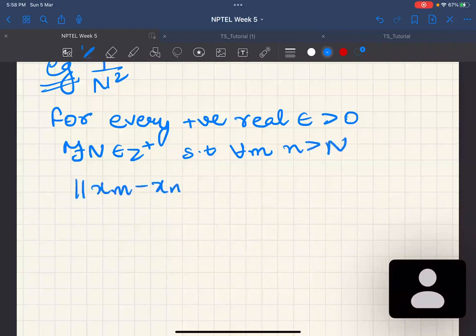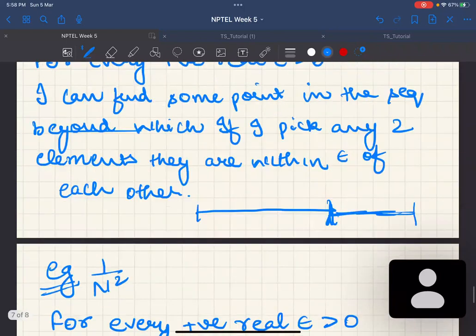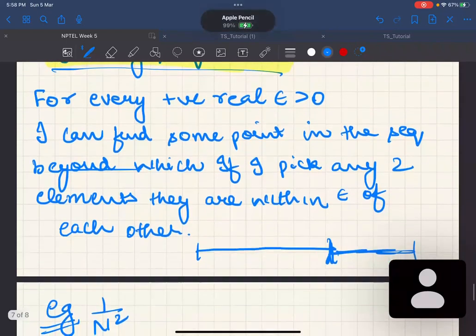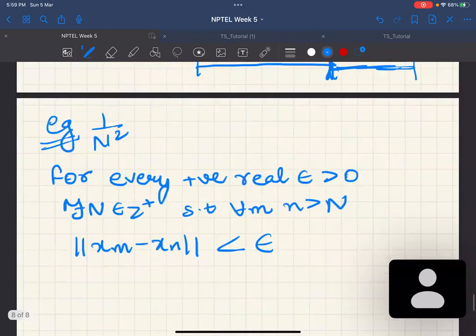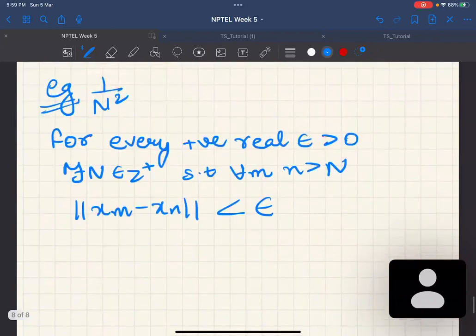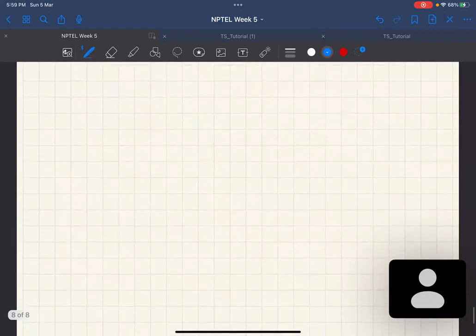xn minus xm norm is less than epsilon. It means the same thing, that the sequence in which elements are coming closer to each other after every passage of elements. You got it? Now, if every Cauchy sequence in the normed vector space converges to a point in the vector space, that is called a complete normed vector space. First of all, you got what is a Cauchy sequence? When the elements are coming closer to each other, the distance between the elements is reducing. Got it? Yes. Now coming to complete normed vector space.